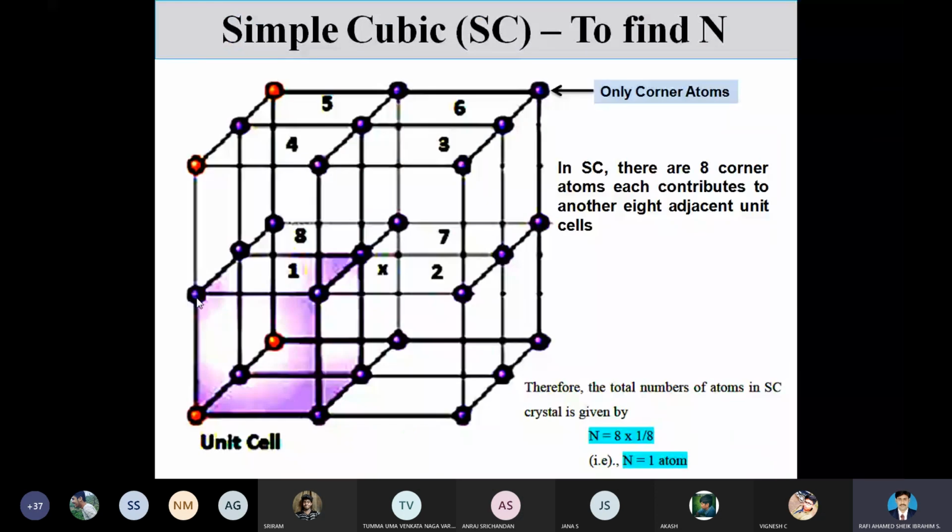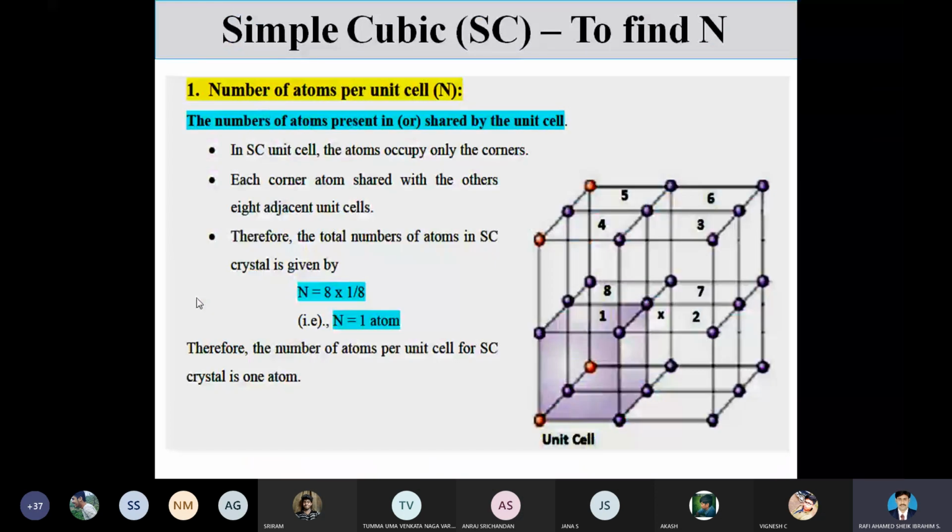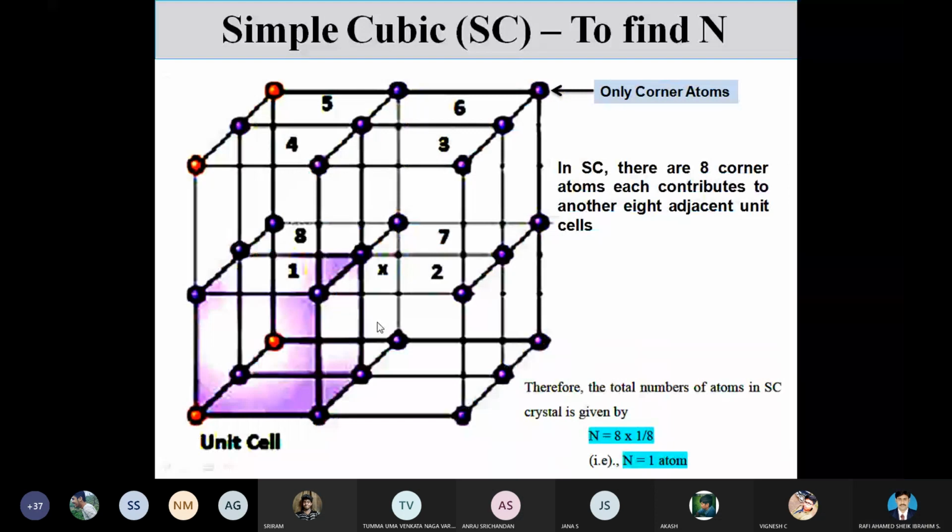The first parameter, number of atoms per unit cell. We have a total structure of a crystal. From this crystal structure, we have taken a unit cell that we can see in the shaded portion. The shaded portion contains only 8 atoms. Those 8 atoms are the corner atoms. If you consider any one atom as your reference, that atom contributes to 8 adjacent unit cells. So N is equal to 8 into 1 by 8. Therefore, N is equal to 1 atom.